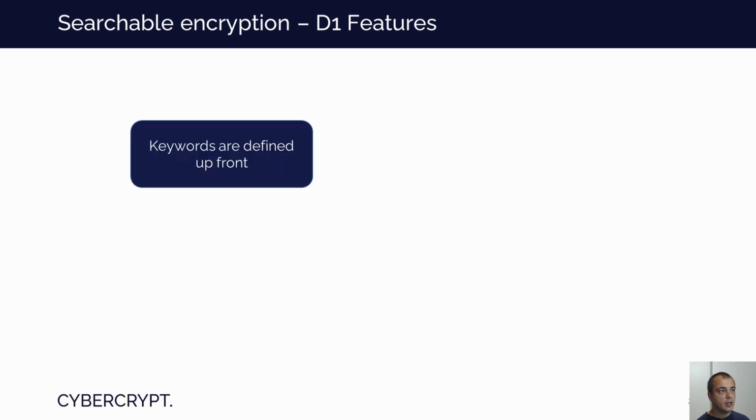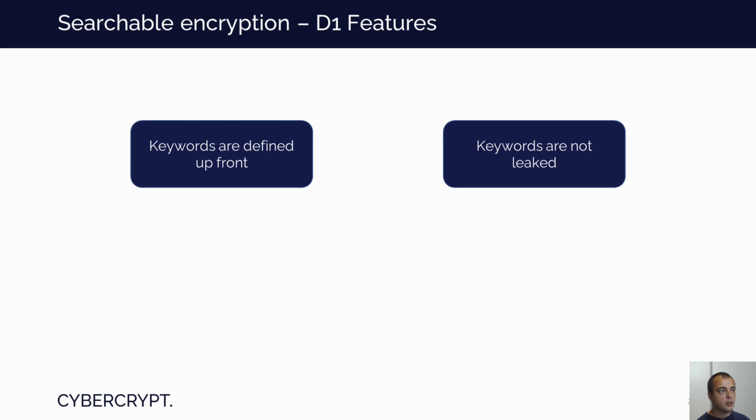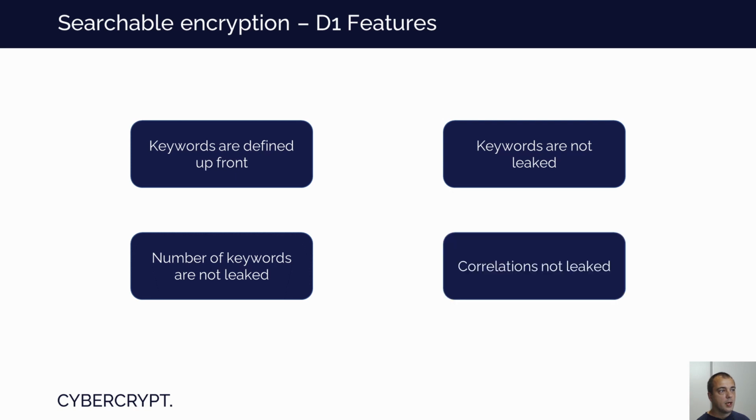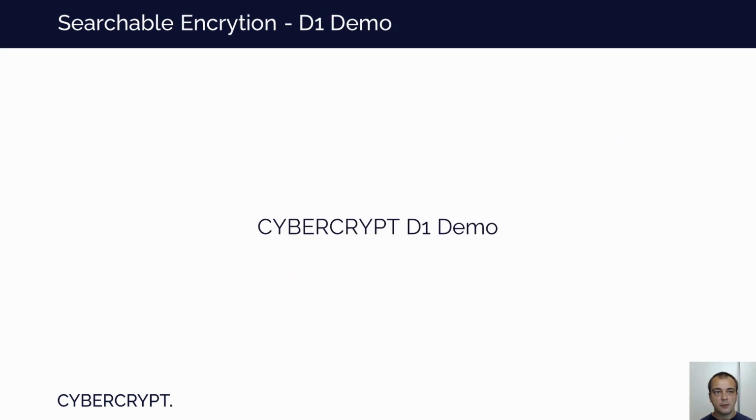You have to define keywords up front, but keywords are not leaked as they are encrypted in such a way that an attacker won't be able to see them. The number of keywords are not leaked either. They are encrypted in a way that won't leak how many keywords have been defined. Correlations are not leaked either. Now let us see the CyberCrypt D1 searchable encryption in practice.